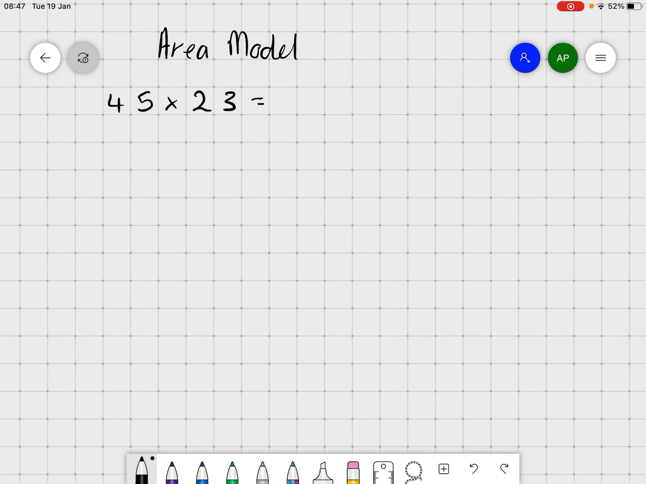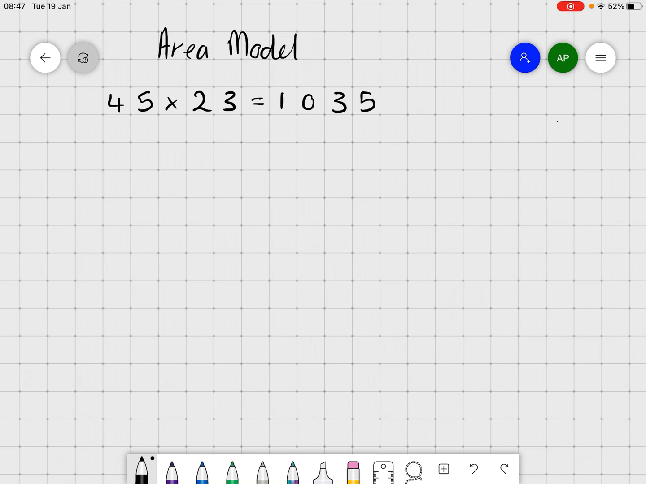So let's start off with a question. We're going to start off with 45 multiplied by 23. Now I've used my calculator and I've found out the answer is 1035. So we know the answer now, so we can clear that out of our minds, worrying about the answer. We can just go in and look at what's actually happening in our maths here.